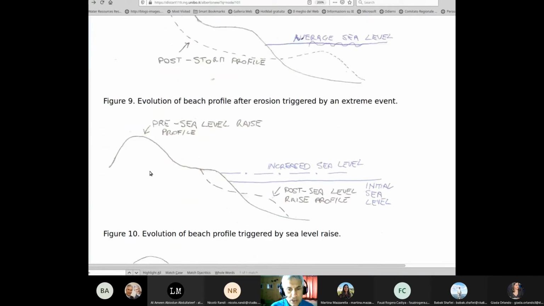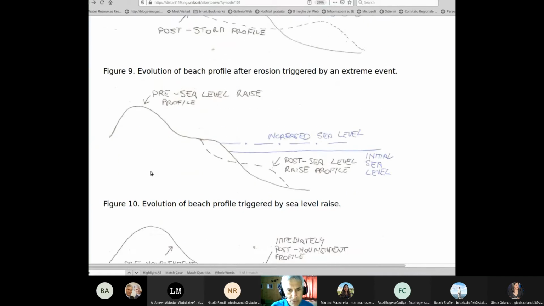Let's see another situation, which is the evolution of the beach profile triggered by a sea level rise. This is a situation that today is considered to be very interesting, because you know that the sea level is rising for the effect of global warming and the melting of part of the ice caps. And so what happens when the sea level increases? Of course, you need to reach a different equilibrium situation.